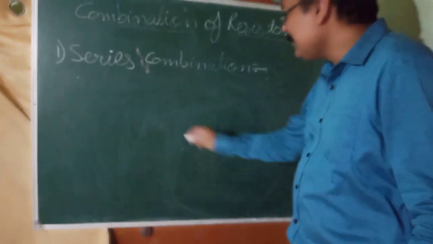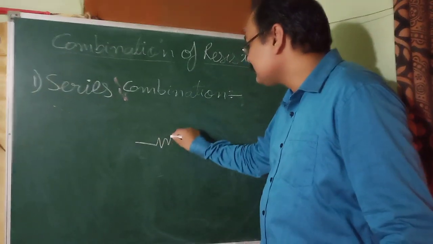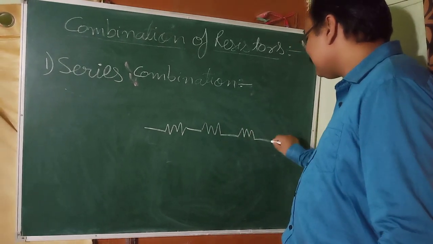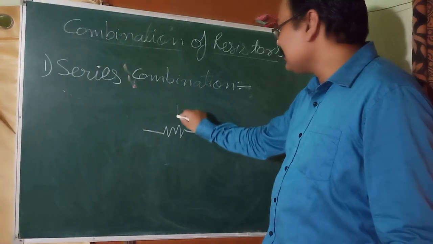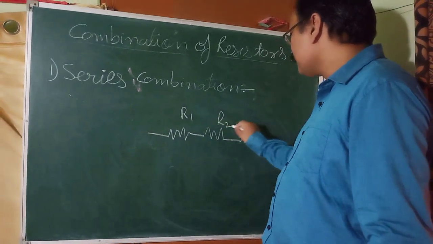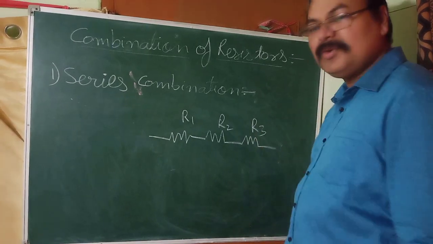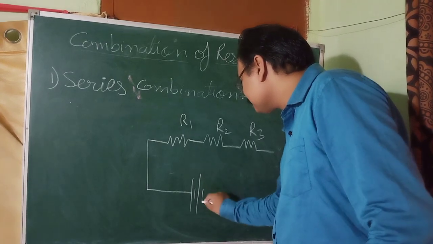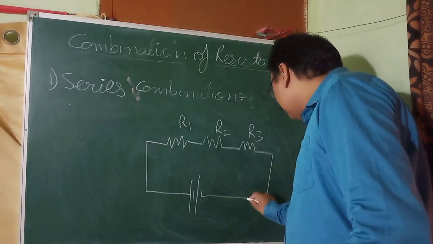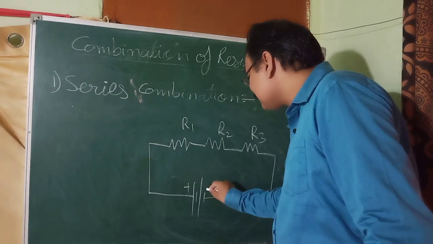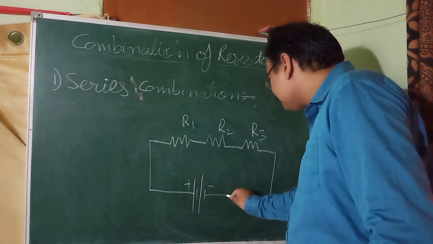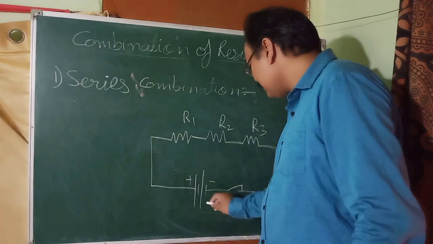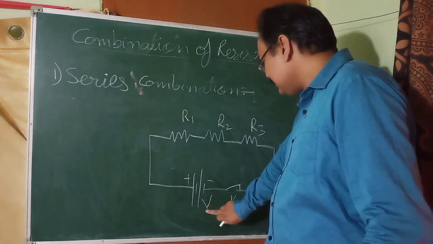So how does it look? See, it's like this. This is one resistor, this is another resistor, and this is another resistor. So we have taken three resistors. Let their resistances be R1, R2, R3. Okay, and let us connect them through a battery. This is the positive terminal of battery, this is negative. Here we can have a key which is closed. This is key K. Here the potential difference you have applied is V.